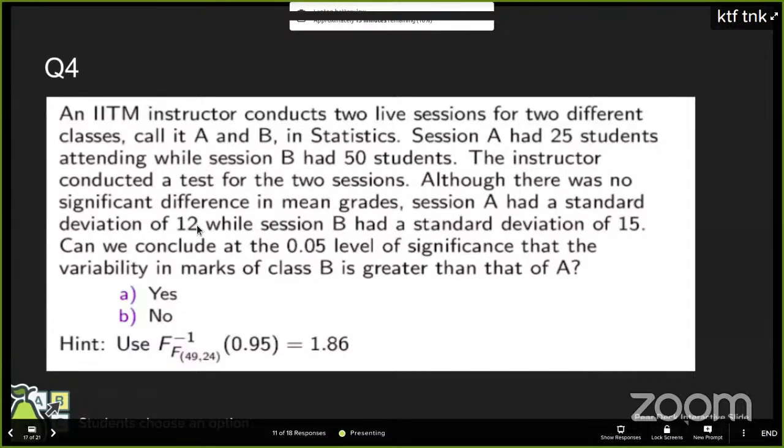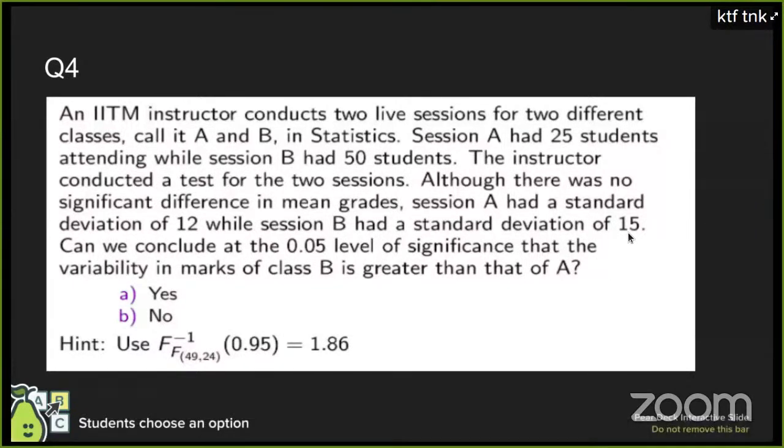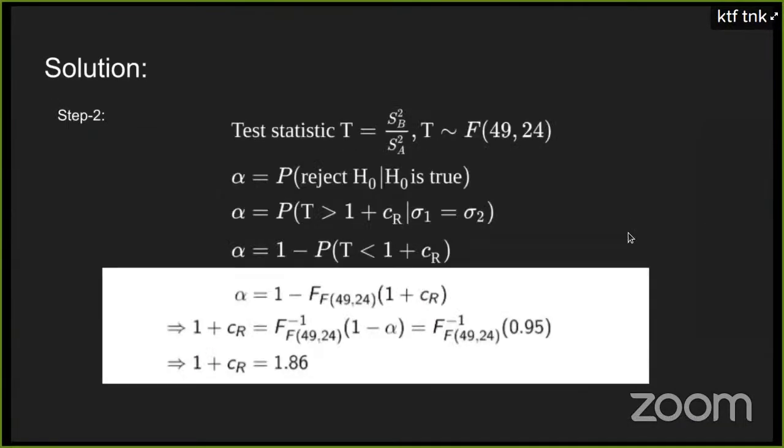Consider if sigma A was 15 and sigma B was 12. In that case, how will you make it greater than 1? S square upon SB square, right? Reverse the ratio. Oh, okay. Greater than 1 means whichever the higher value is, take it into the numerator. That's it. And accordingly, N1 minus 1 and N2 minus 1 will interchange. Okay.